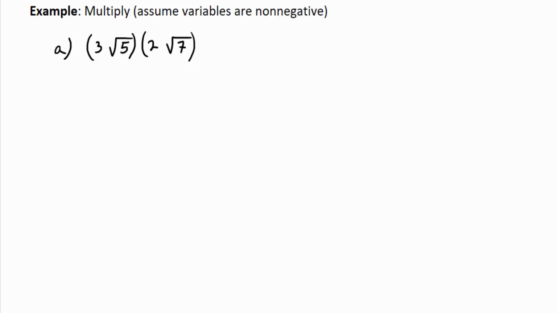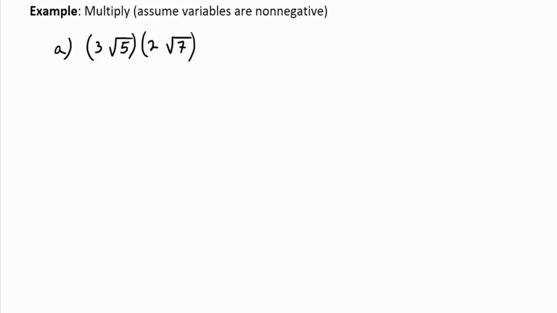In part A, we have 3 radical 5 times 2 radical 7. And we want to figure out, well, how do we multiply these guys? And again, I'm not talking about turning them into decimals and then multiplying. You can do that all day long on the calculator and get an approximation, and you should be able to do that. But what I'm talking about is getting an exact answer.